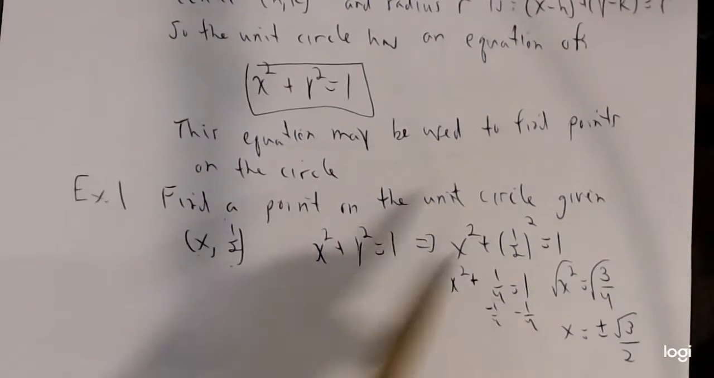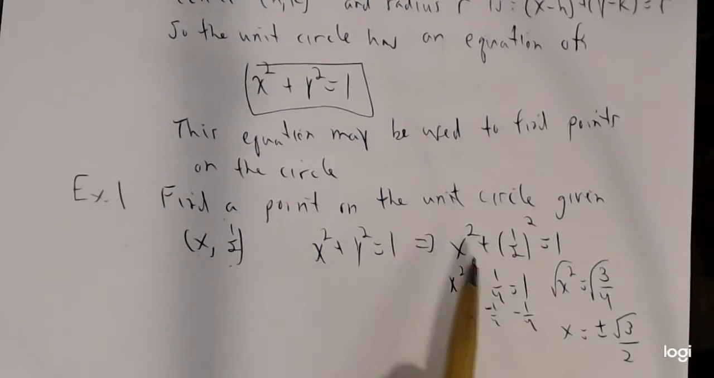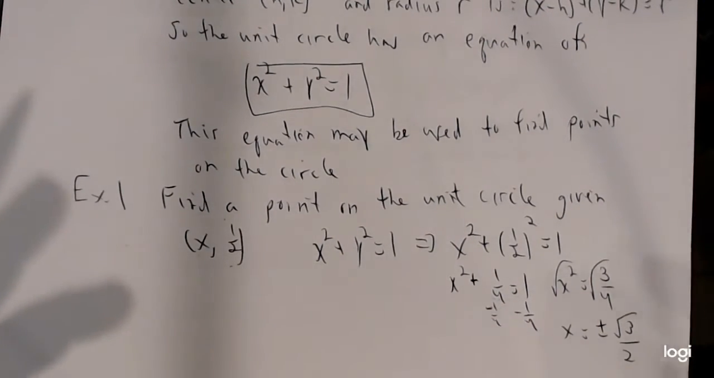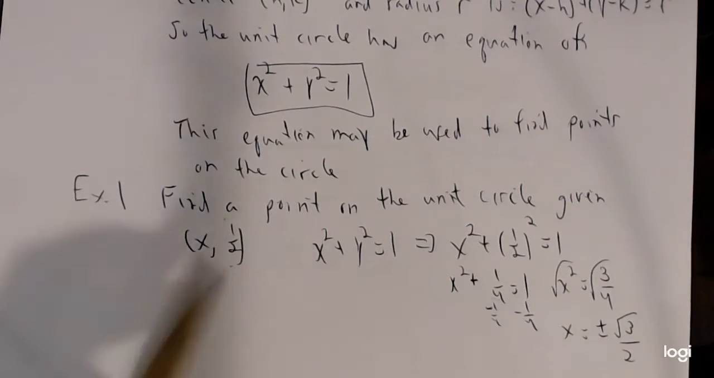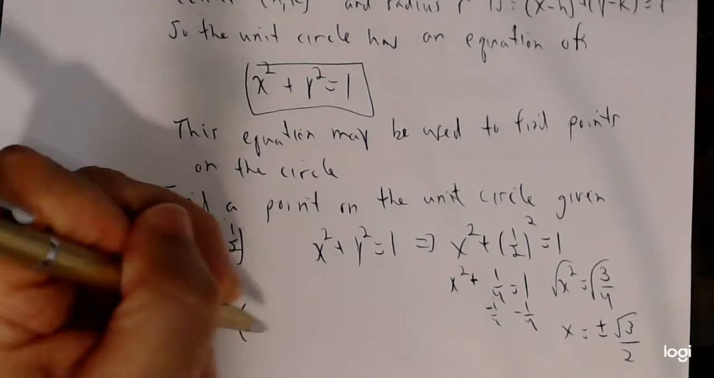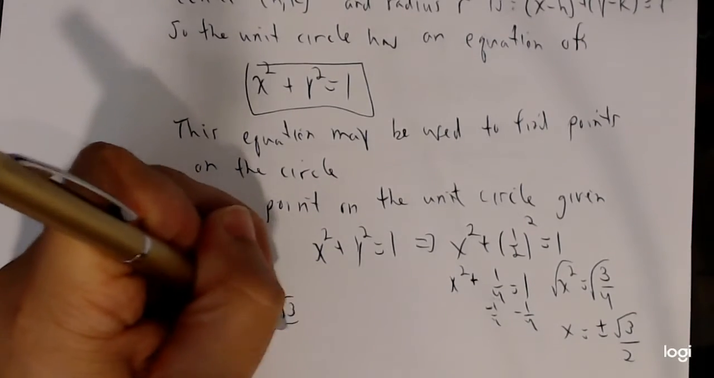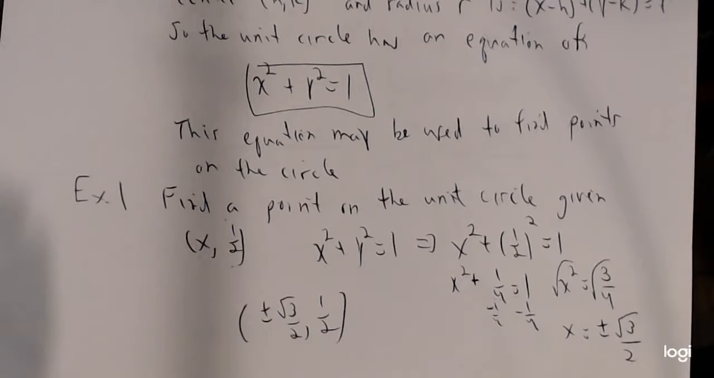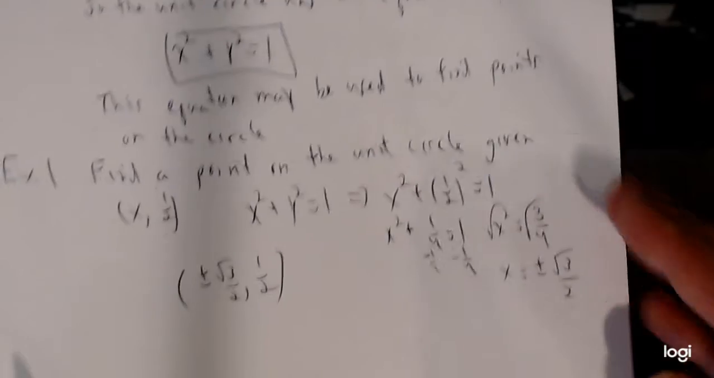Since the question is saying find a point on the unit circle, you could use any one of them. But technically speaking, there's two of them that yield that y value of 1/2, which we could write as (plus or minus rad 3 over 2, 1/2). So it doesn't matter. You could use both, but as long as you give one of the two at the very least, we're okay with it. Okay? So now let's also talk about symmetry of a unit circle.